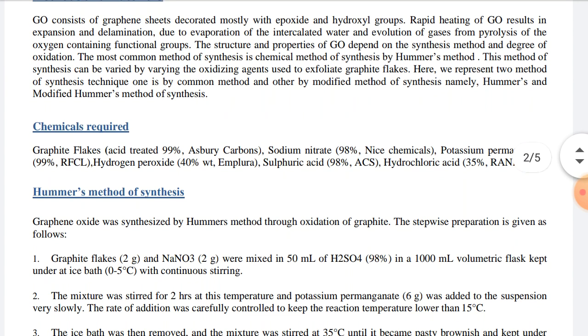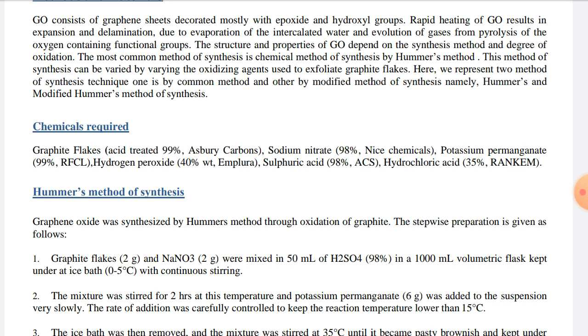Chemicals required: graphite flakes of 99% purity, sodium nitrate with 98% purity, potassium permanganate with 99% purity, hydrogen peroxide with 40% purity, sulfuric acid 98% purity, hydrochloric acid 35% purity. Hummers' method of synthesis.